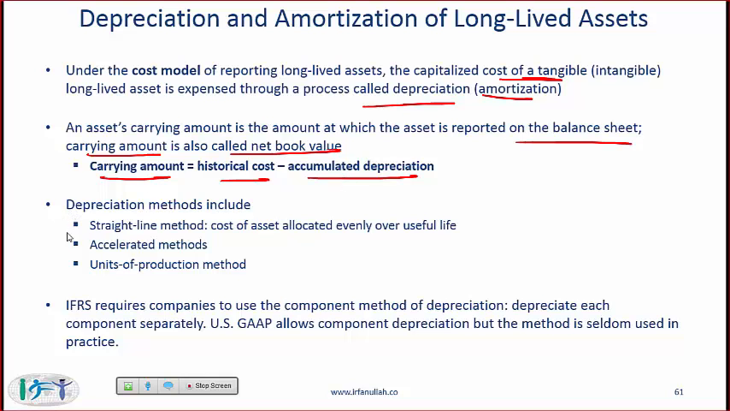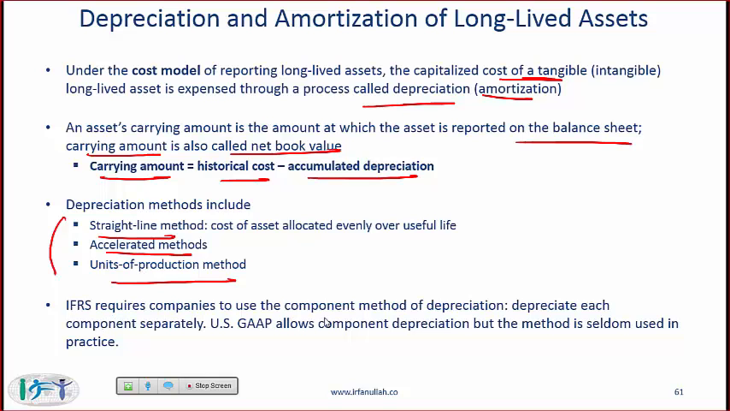There are several depreciation methods. The major categories are shown here. Straight line, which means you depreciate the same amount every year. Accelerated methods, where you depreciate more in the early years, less in the later years. Units of production methods, where you depreciate based on how much the machine was used.